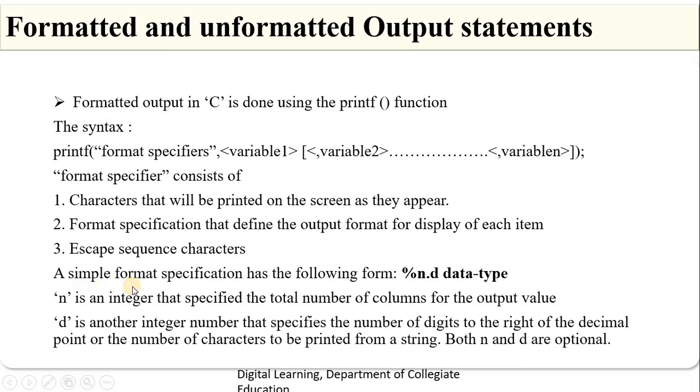A simple format specification is of the following form: %n.d data type. N is an integer that specifies the total number of columns for the output value. Here, if you say %5d, then that 5 denotes the total number of columns, or the total number of digit spaces, for the output value. D specifies that it is a decimal value. For float, it's f.